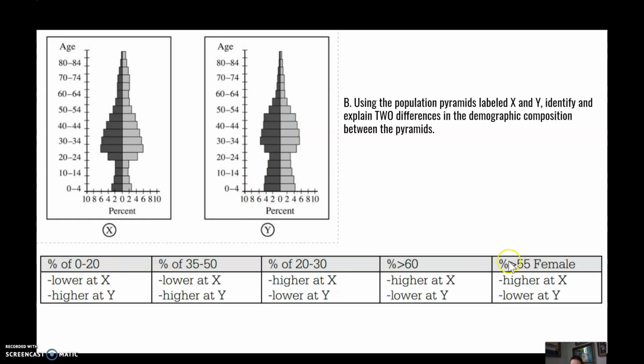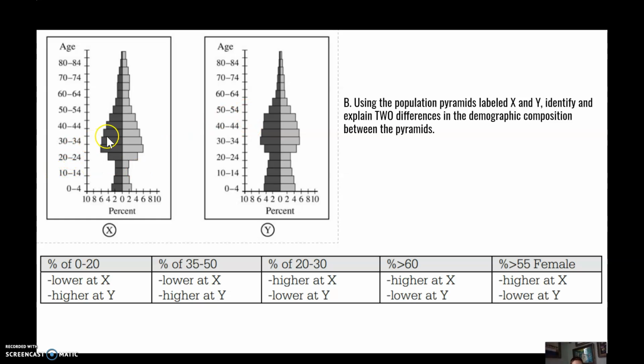So this fancy little chart down here lets us know that if we start off percentage of people who are 0 years old to 20, so what does our young population look like, okay? It's lower in the X community, which is closer to the CBD, and it's higher in the Y community, which is out in the suburban area of this community. Percentage of 35-year-olds to 50-year-olds, let's see. So we've got some prime working age people, again, lower at X, higher at Y.